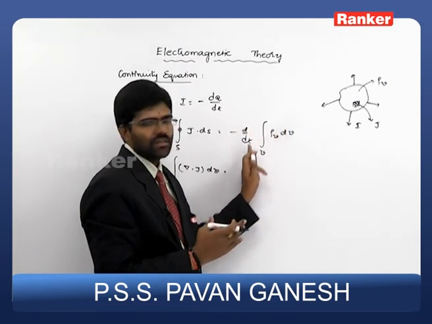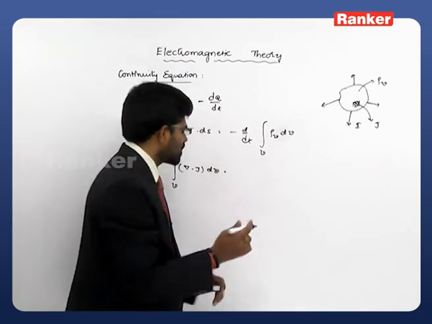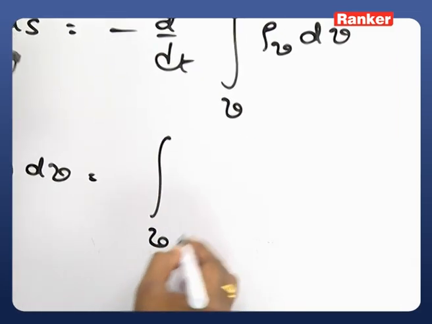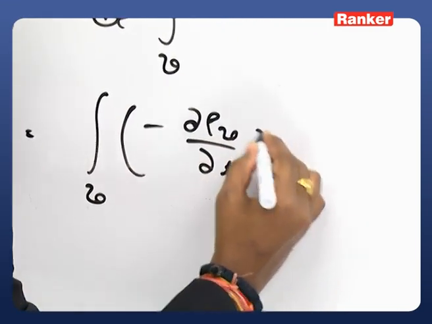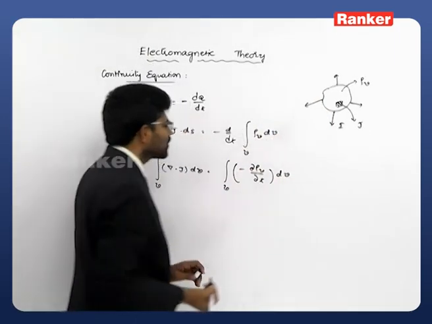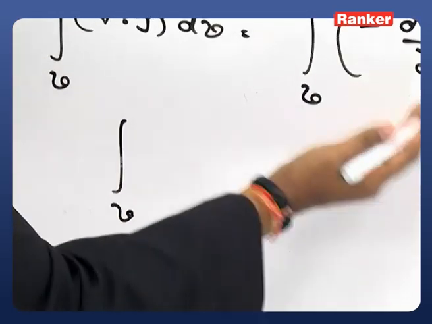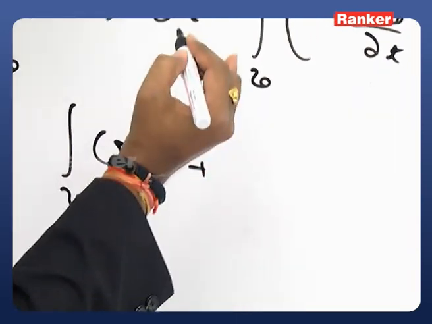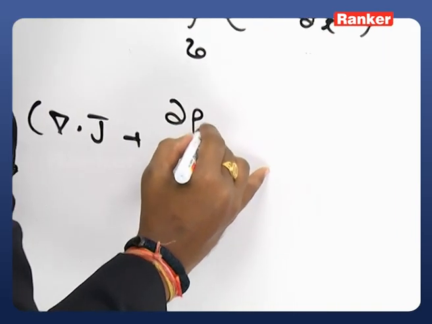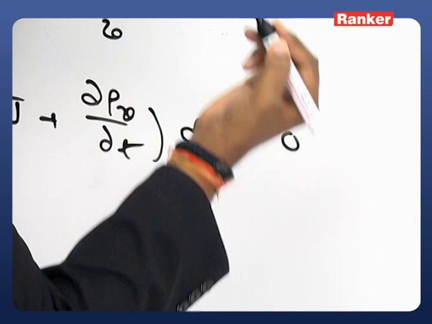And this is the dou by dou t term. The d by dt term is with respect to time, so we can swap these two operations. That is a volume integral of minus dou rho v by dou t dv. That's what I can write. And if you bring this to the left hand side, then this becomes the integral of del dot J plus dou rho v by dou t, dv, equal to 0.